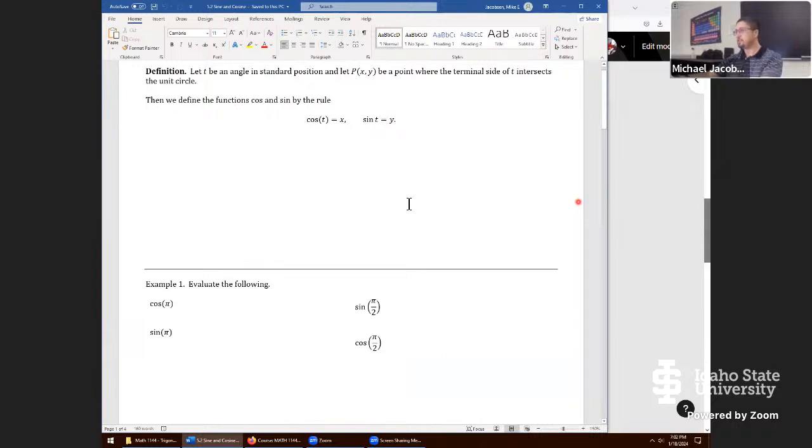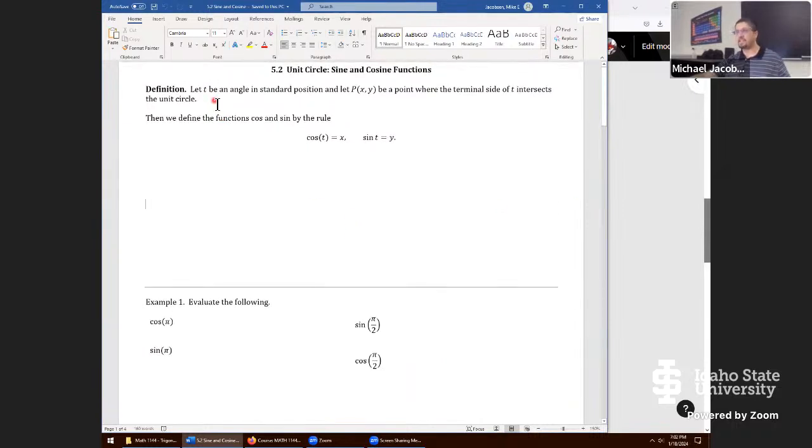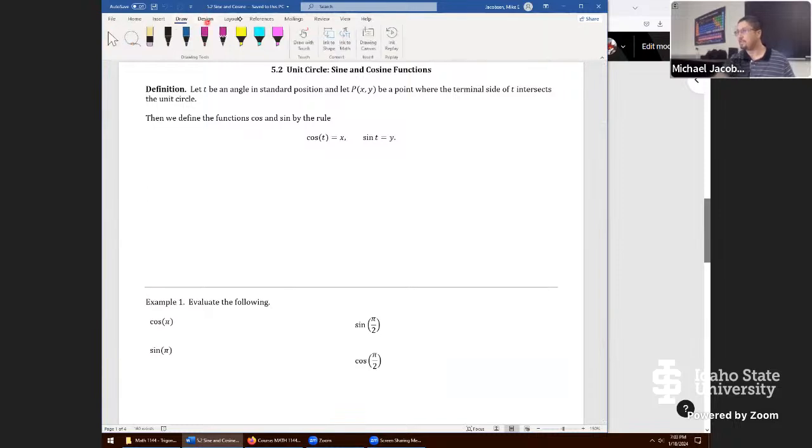Okay. So here, to start it out, it says we're going to let t be an angle in standard position. So it's going to be measured off the positive x-axis. And let a point, P(x, y), be a point where the terminal side of t intersects the unit circle. So that's our first part of the definition, and let's walk through it. We need an illustration to go with this immediately.